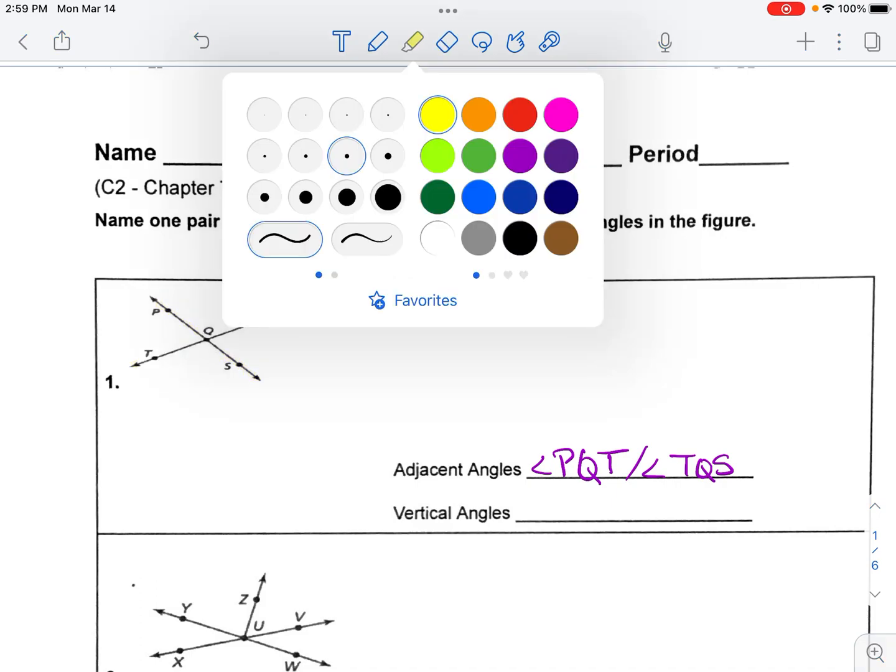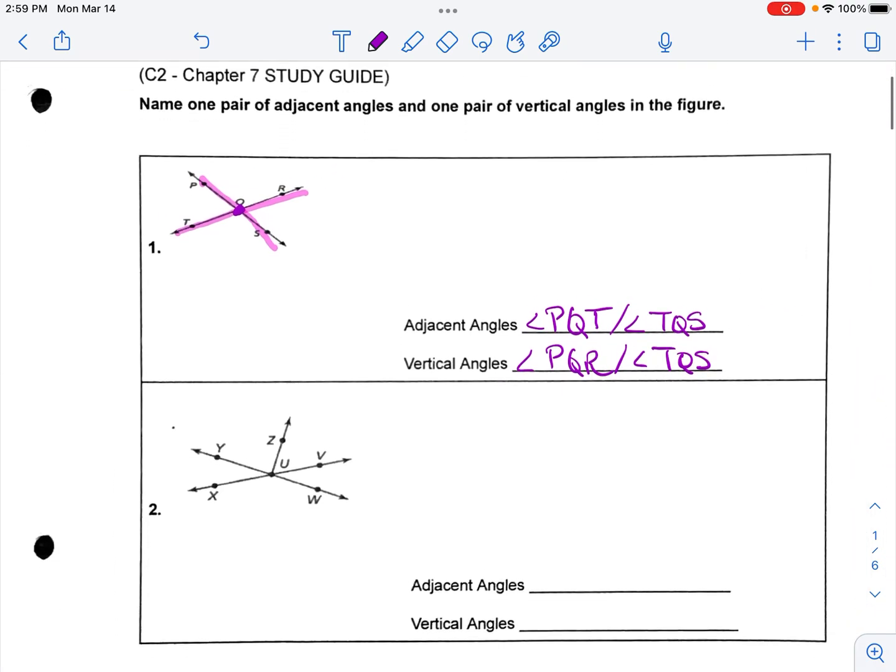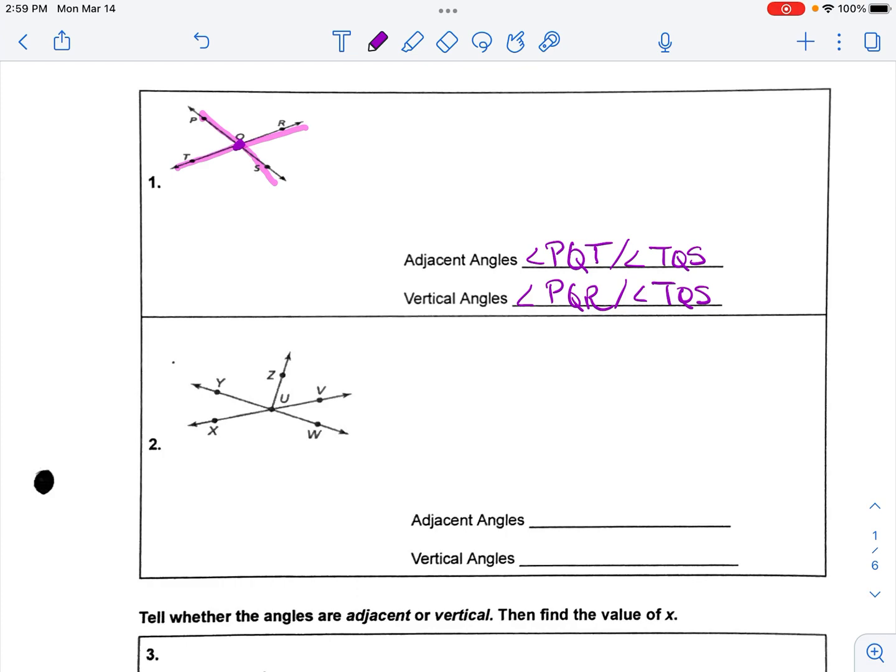For vertical, PQR, TQS, they share a common vertex. They are opposites, okay? So angle P, Q, and R, and angle T, Q, and S would be vertical angles, okay?